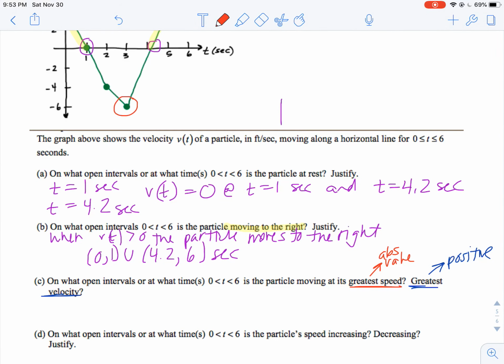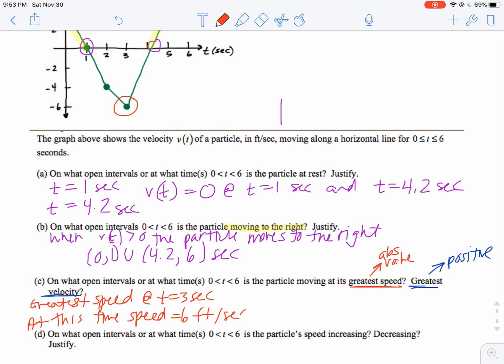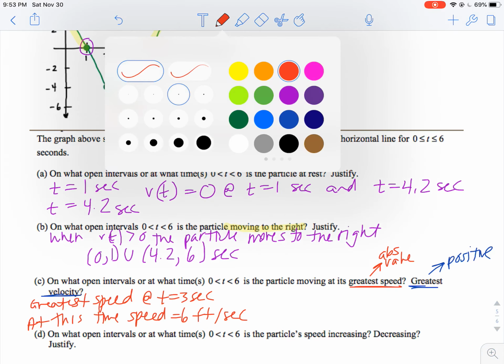So I'm going to say the greatest speed is at t equals 3 seconds. At this time, the speed equals 6 feet per second. Notice I didn't put a negative in there because speed is an absolute value.